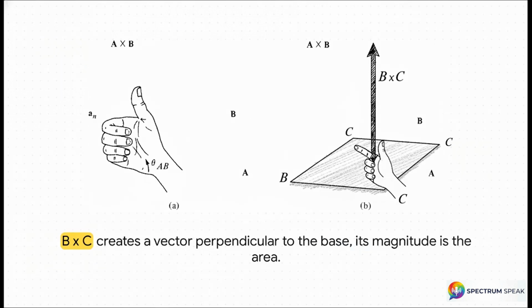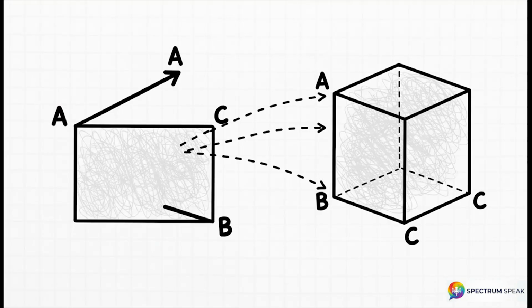All right, so we've got our floor plan. How do we describe it using math? Easy. We use the cross product. When you take B cross C, you get a brand new vector. And this new vector is pretty special. It has two killer properties. First, its length, its magnitude, is the exact area of that parallelogram base. And second, its direction, it's pointing straight up, perpendicular to that base, all thanks to our old friend, the right-hand rule.